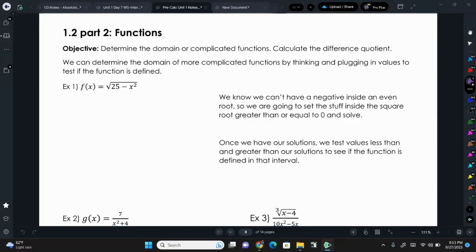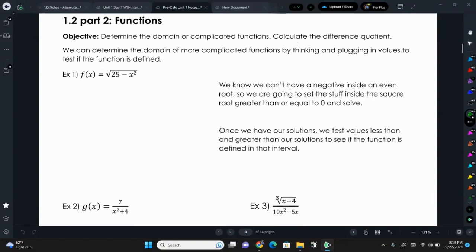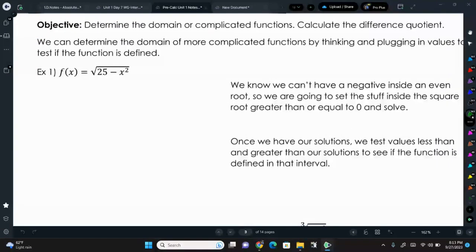So part 2 of section 1.2 is where we're going to look at domains of some more complicated functions. And then we're also going to deal with something called the difference quotient. So let's look at this function here. We have f of x equals the square root of 25 minus x squared.